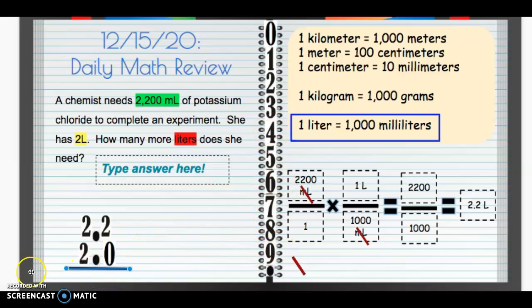I drop my decimal point down, and I get 2 minus 0 is 2. 2 minus 2 is 0. So how many more liters does she need? She needs 0.2 more liters.